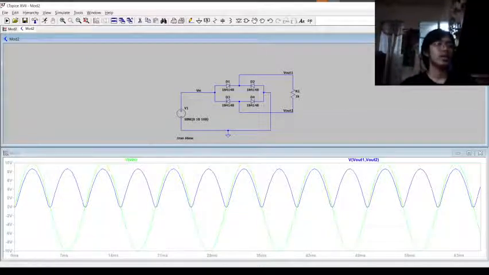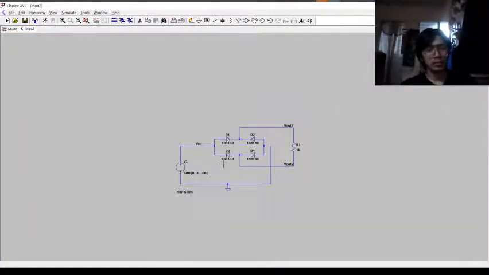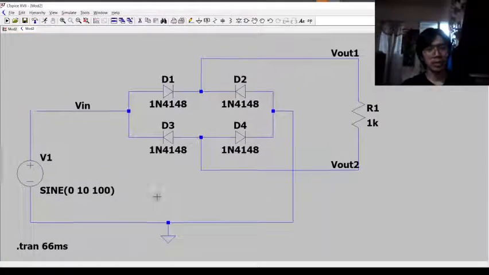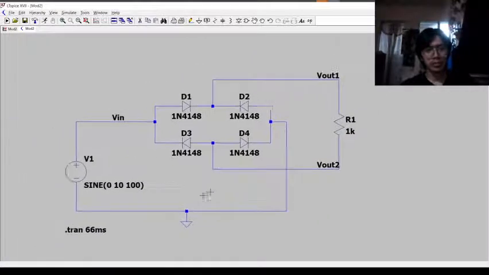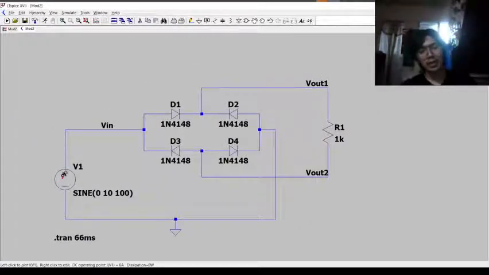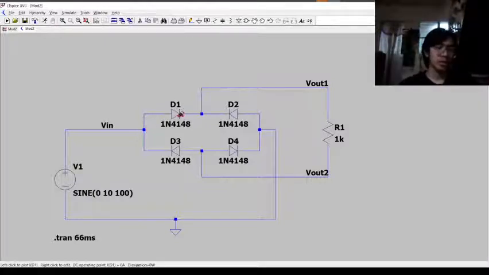So if we analyze our circuit during the positive half cycle, the voltage flows from the positive side of the source, goes up and goes here. And when it goes here, diode 1 is in forward bias, and that's the only diode that is in forward bias, so it will flow to diode 1. And diode 2 is in reverse, so it cannot go to diode 2, and it will just go to the top side of our resistor R1 and goes downward, goes back here.